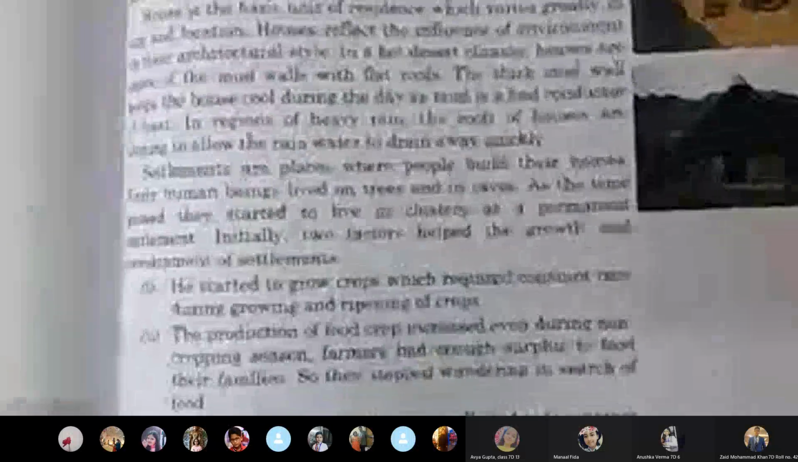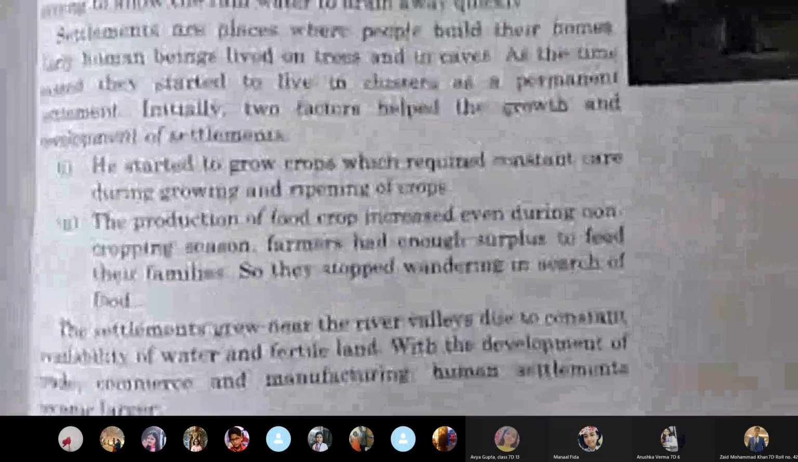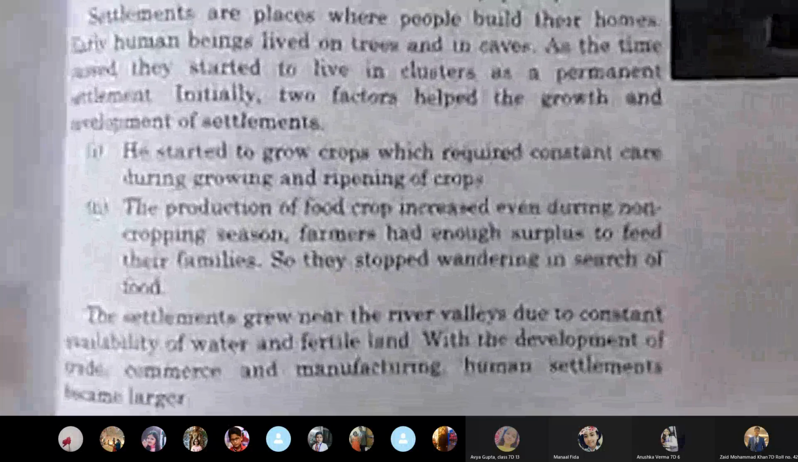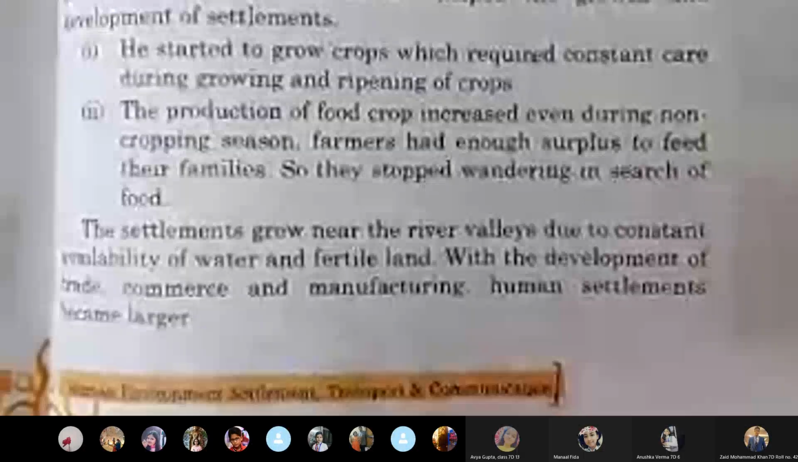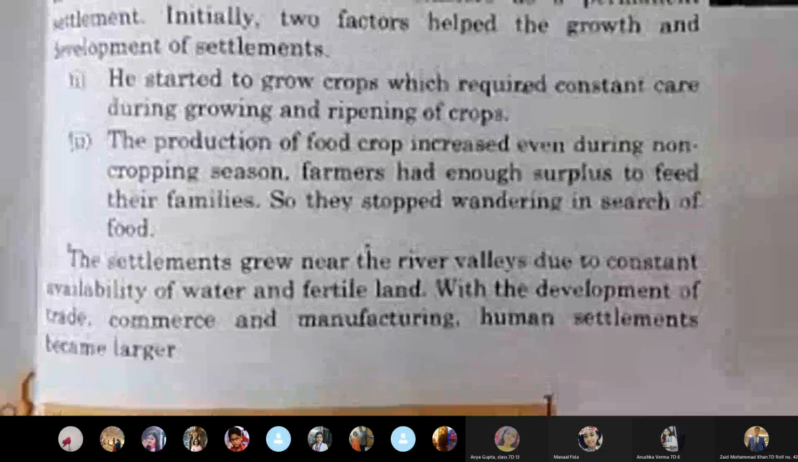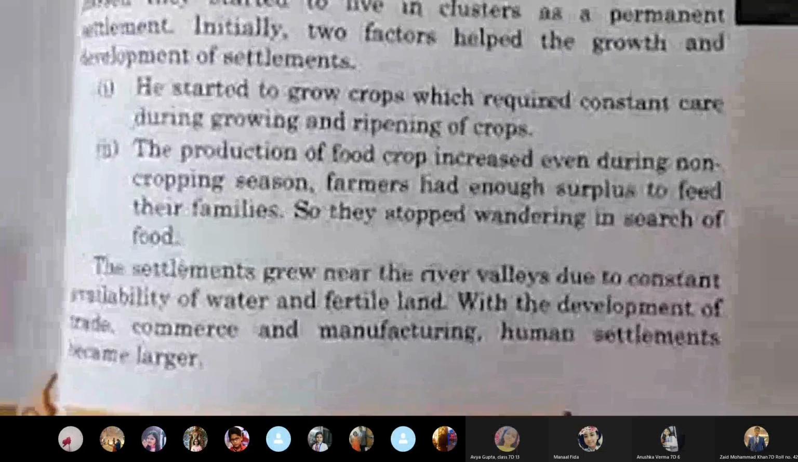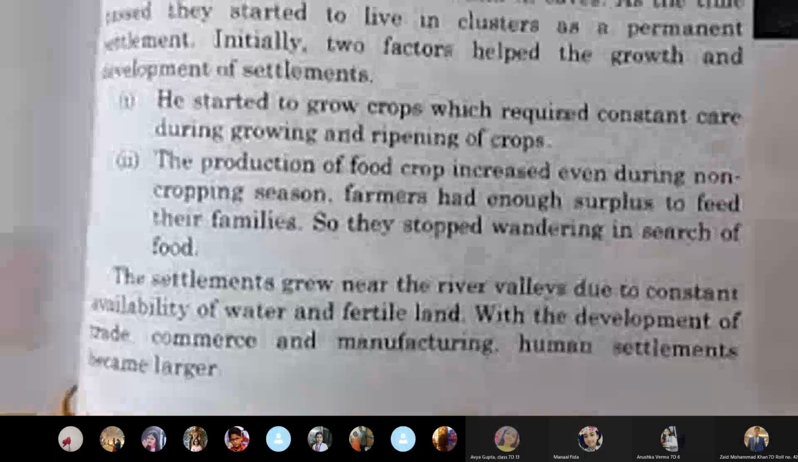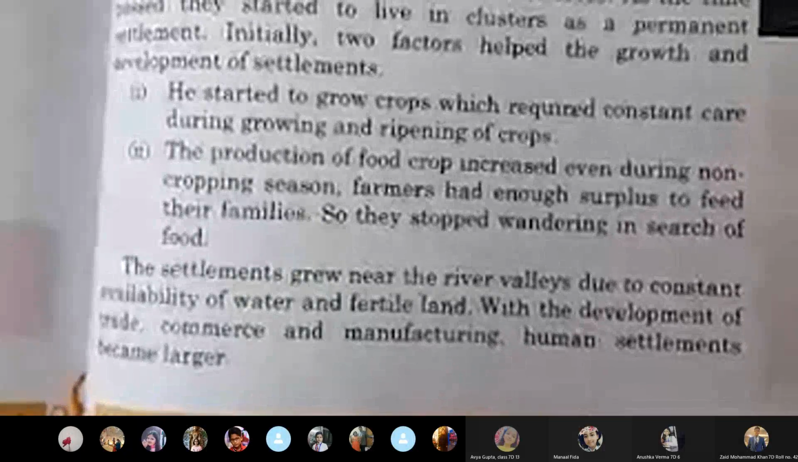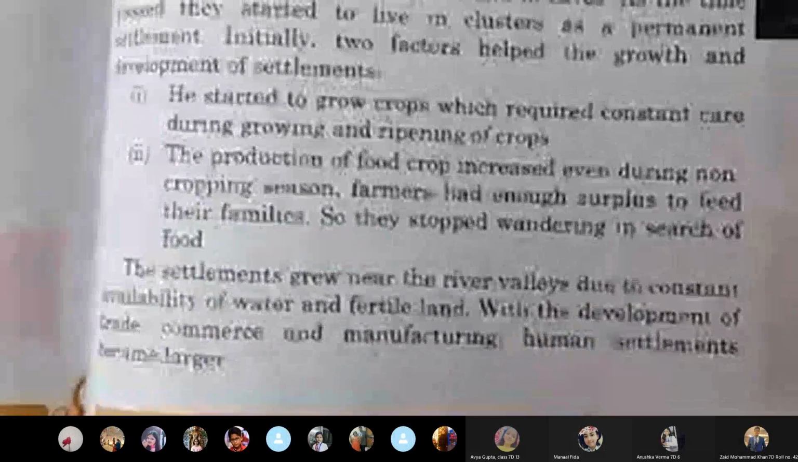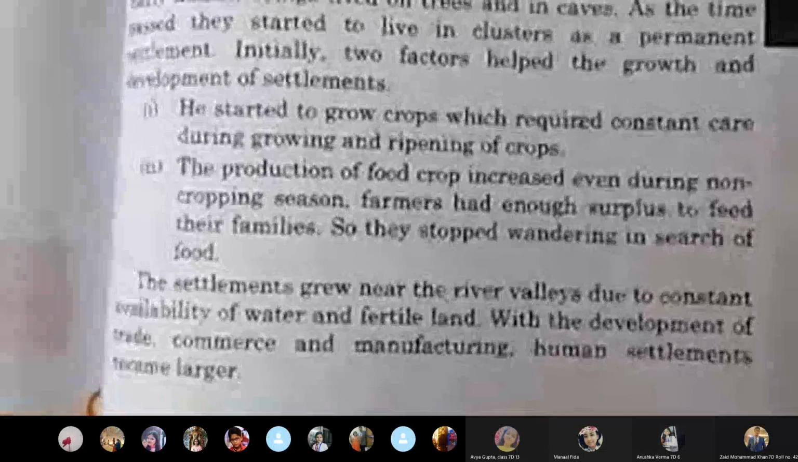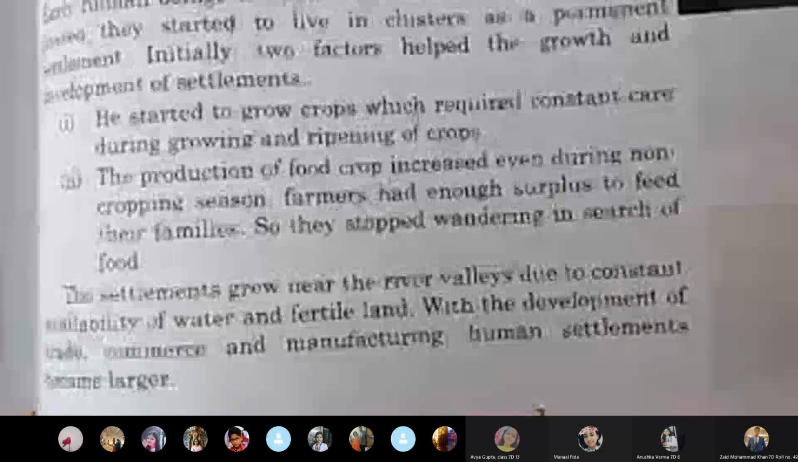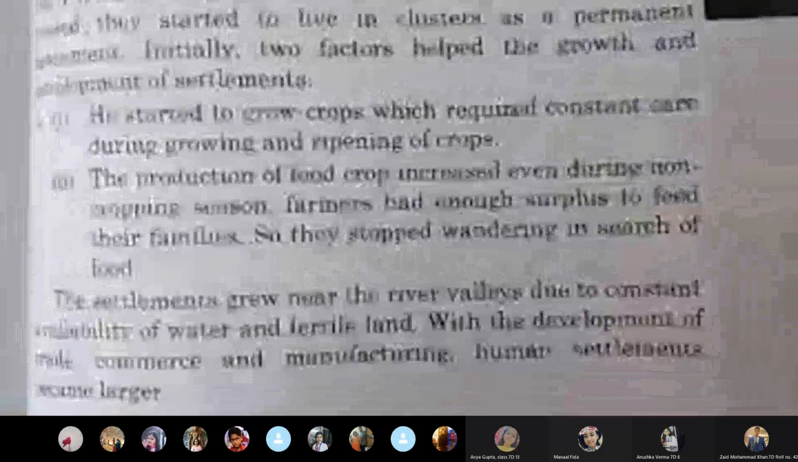So, the first factor which led to a permanent way of life was the growing of crops. Once he started growing crops, he knew that he had to settle in one place so that he could look after and take care of those crops. The second reason was that the production of food crops increased even during non-cropping seasons. Farmers had enough surplus of food to feed their families. So they stopped wandering in search of food. See, I told you, with the coming of agriculture, they started living a settled life.